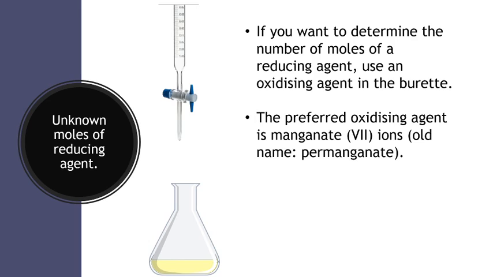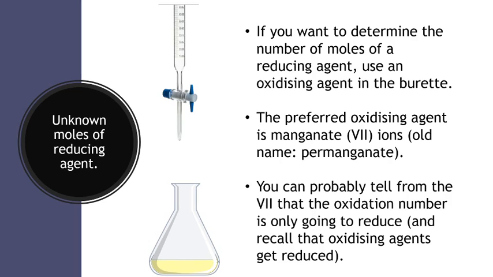Now, the oxidizing agent that most people use, there are some of it like dichromate ions, but often we use manganate 7 ions, and they're called permanganate in Old English. Okay, so manganate 7 ions, and you can probably see one of the advantages of it straight away is that the fact the oxidation number is 7, the only way that number is going is down, so that number is going to reduce, which means that the permanganate is reduced. And of course, that's what happens to oxidizing agents. When an oxidizing agent oxidizes something else, it has to get reduced.